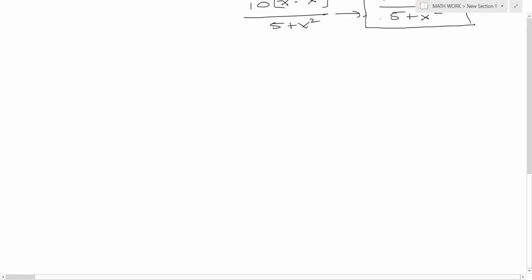5x squared divided by 3x over 2 times 1 and 3/4. Again, mixed number. Only one mixed number. So go ahead and convert that.